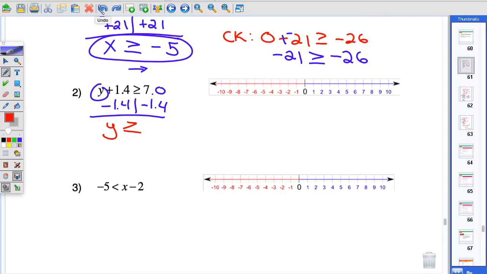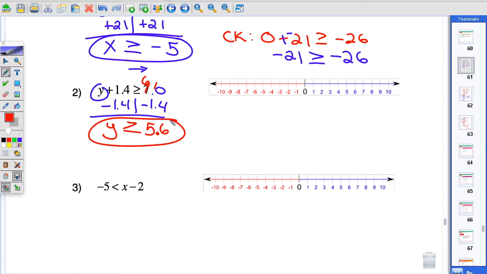Since we can't do 0 minus 4, we're going to borrow from the 7. So we have 10 minus 4, which is 6. Bring down your decimal point, and 6 minus 1 is 5. So our inequality is y greater than or equal to 5 6/10.